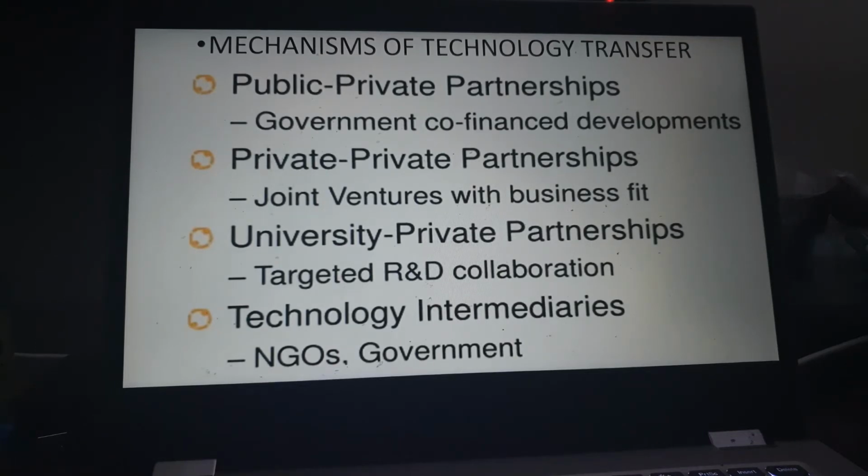SmithKline and Beecham, two private entities, get into it together and they transfer technology from one to another. We have joint venture businesses with business fit. That is an example of the private to private. There are also university-private partnerships, like targeted R&D collaborations, but we also have technology intermediaries, the NGOs, the government, and all that. So these are some of the mechanisms through which technology can be transferred.